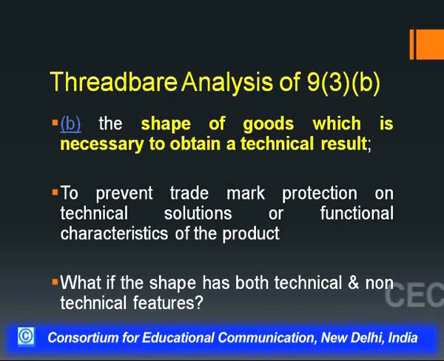Friends, there comes a very ticklish question in my mind when we discuss 9.3 that reads, what if the shape has both technical and non-technical features? Well, the answer to this question has been offered by one of the case laws in UK, where it was deliberated that there can be a shape having both the things in it. I mean, it may have both the features in it.